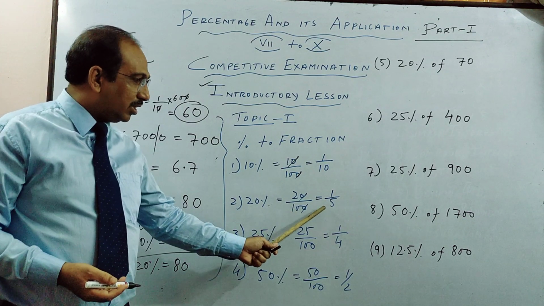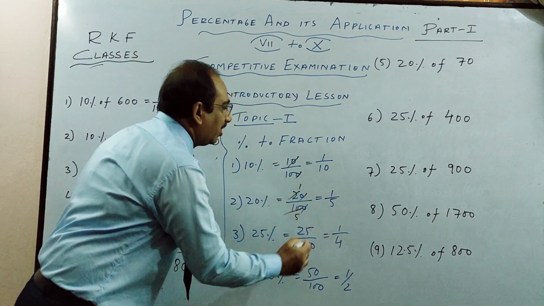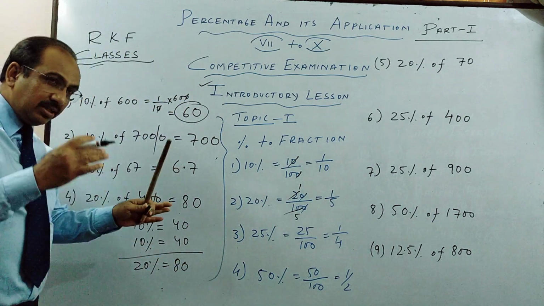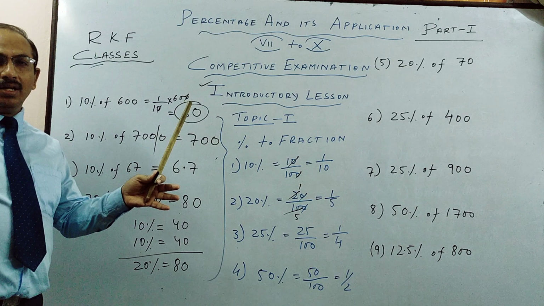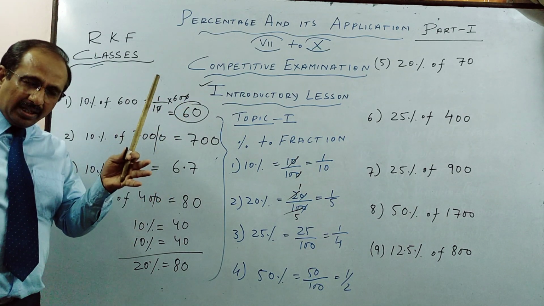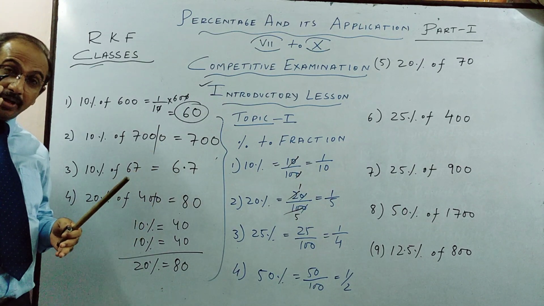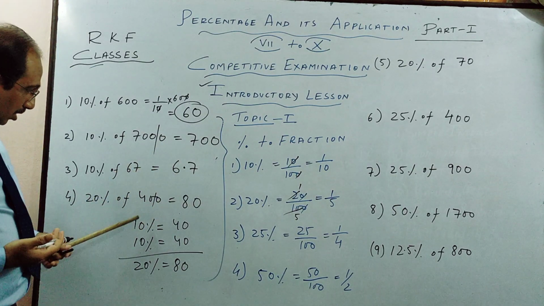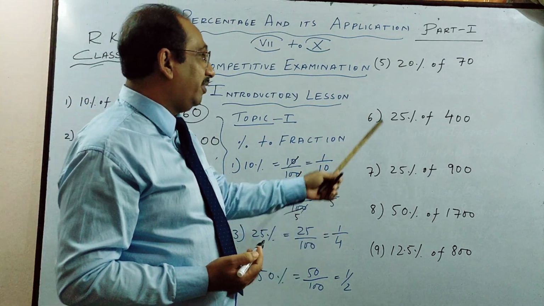20%, if you convert to fractions, is 2 by 10, which is nothing but 1 by 5. So mentally, you divide the full thing, 400, into 5 parts. 8 5s are 40, so we get 80. Divide the whole thing into 5 parts, take 1 part. So here I try to develop your mental maths faculty also.